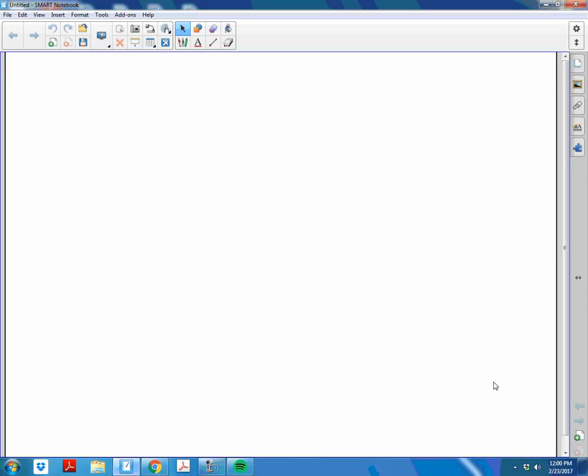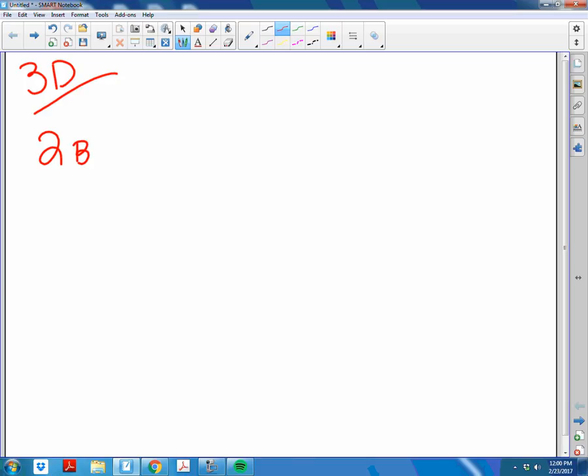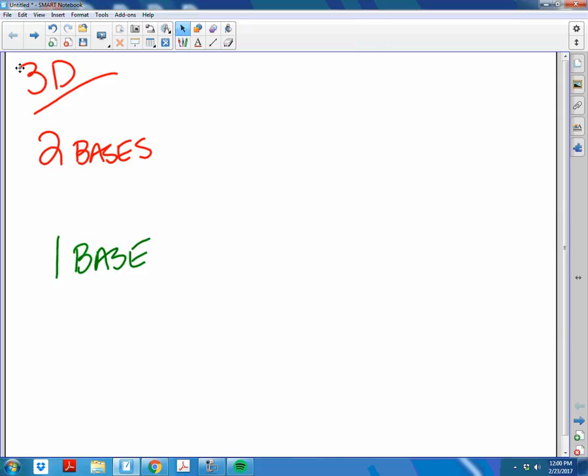So, 3D figures. 3D figures can basically be divided into three different categories of three-dimensional figures that we're going to talk about. We have some with two bases, some with a single base, and some with no bases at all.